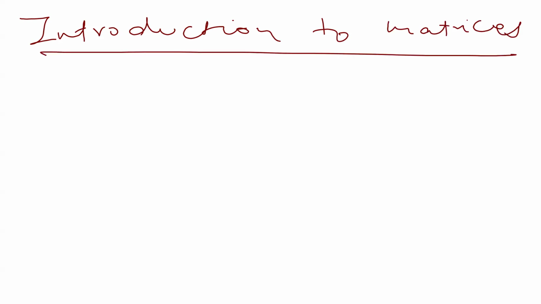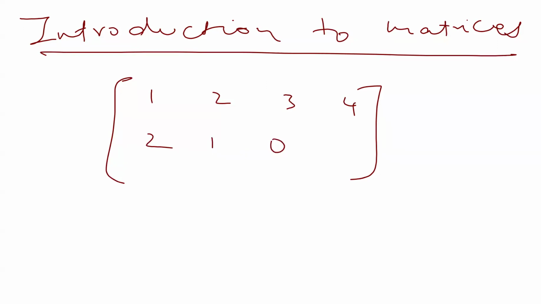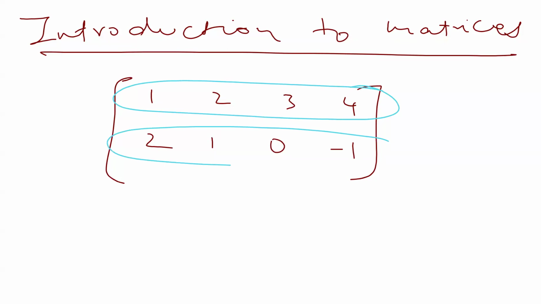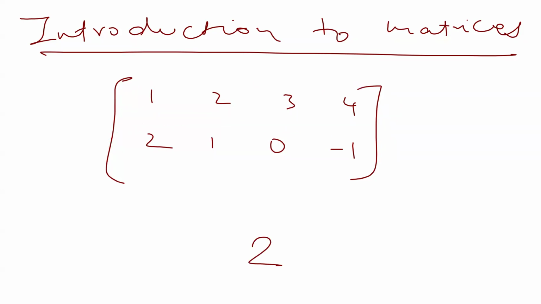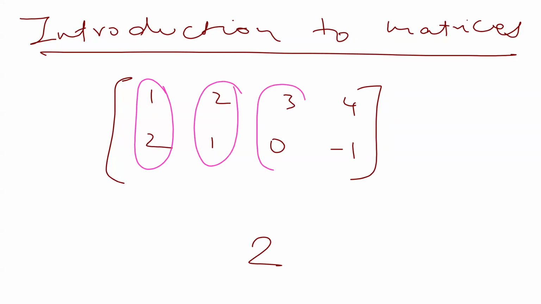Okay, a matrix is a collection of objects in row and column format. There can be multiple rows and multiple columns. For example, this is a matrix. The horizontal rows are two. Rows are always horizontal. And vertical columns are four.